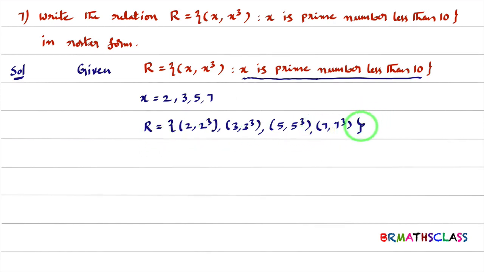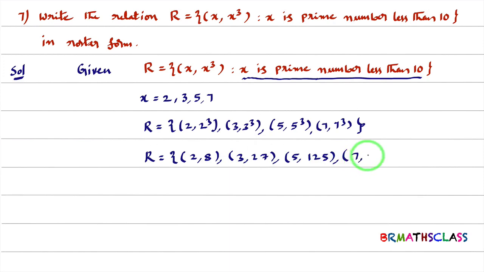However, a little bit of simplification is possible. That step also I'll write. R equal to 2 comma 2 cube is 8. 3 comma 3 cube is 27. 5 comma 5 cube is 125. Okay. 7 comma 7 cube is 343.